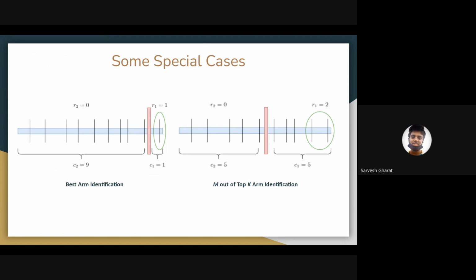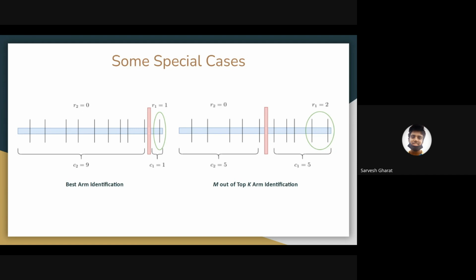Similarly, to the right, you can see there's something called M out of top K arm identification. Say you are watching Netflix, and Netflix folks want to recommend you a few genres of movies which you would like to watch. Based on your previous history, say there are a total of n genres that you have watched until now. Out of the top five best performing genres, the Netflix folks want to recommend the top two, or maybe any two out of those five.